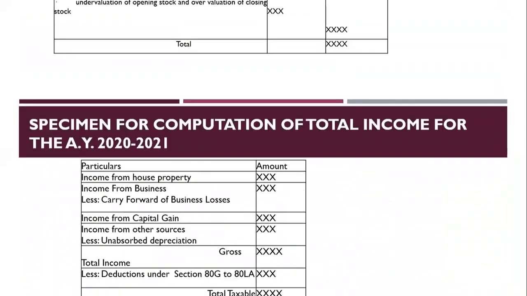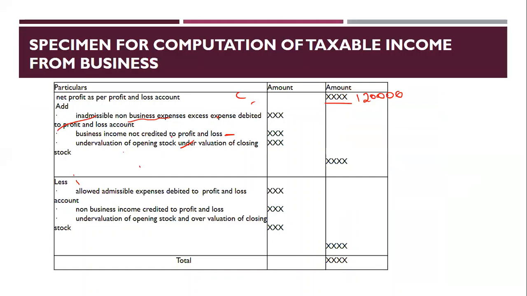So that is business income which is not credited. Credited is nothing but what is not added in my profit and loss account. Such kind of income I have to add back. Am I clear in this? Yes or no? Yes, sir.